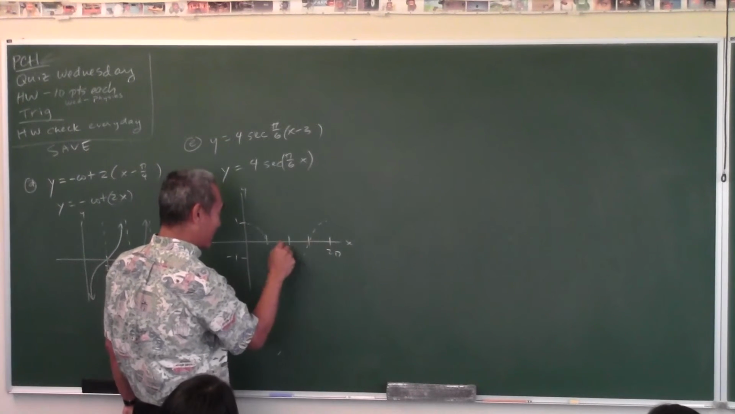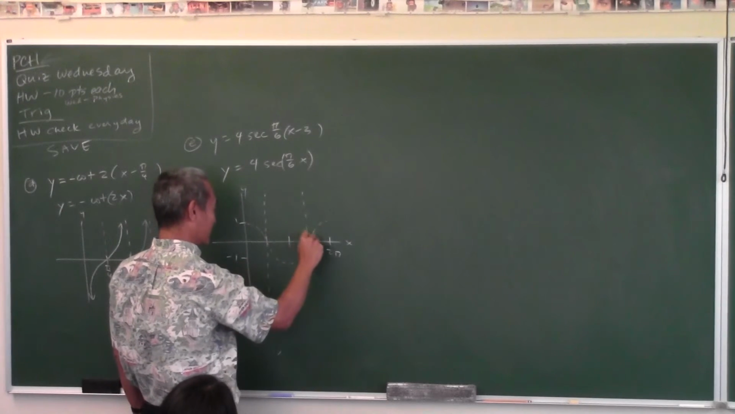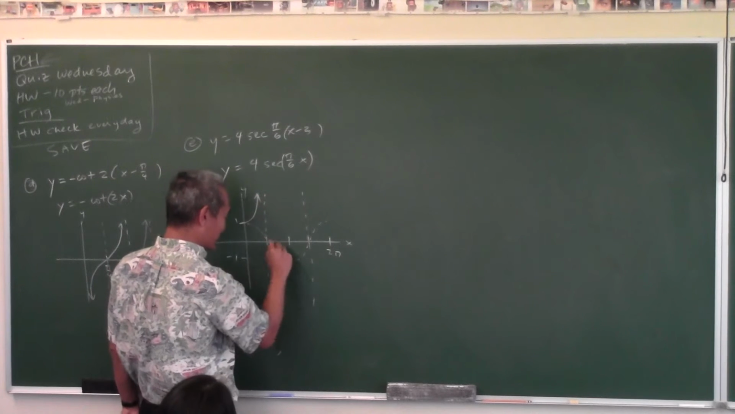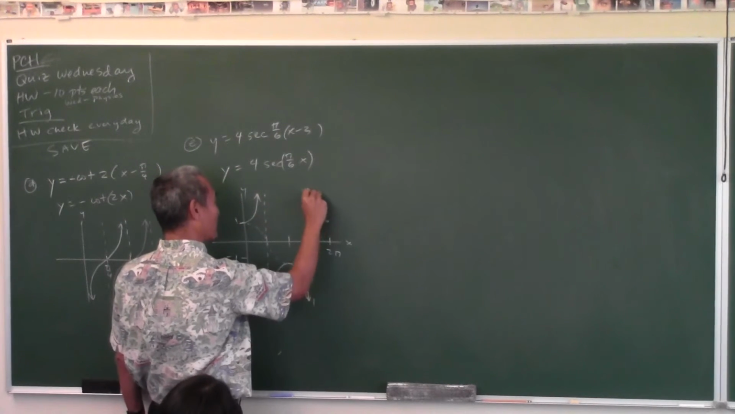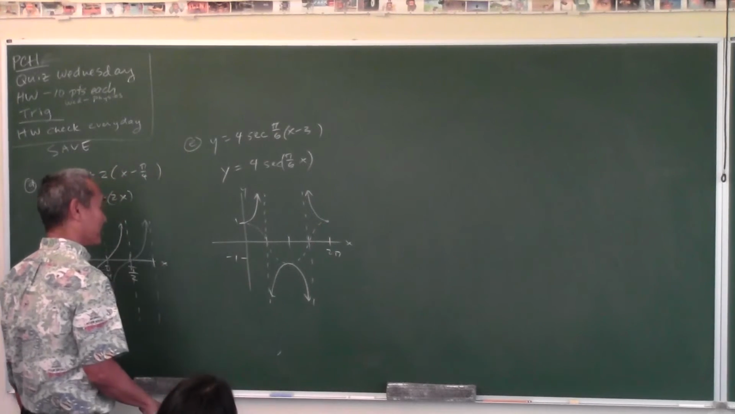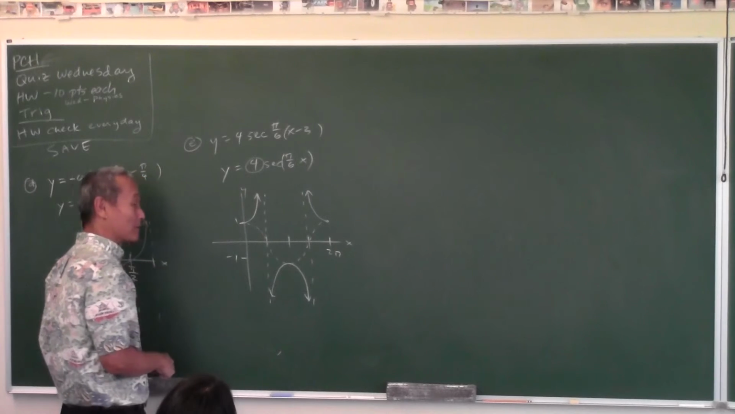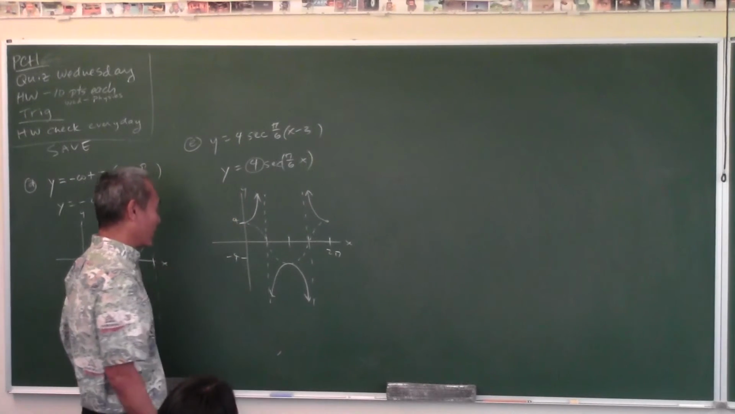Whenever the graph touches the x-axis, you're going to have a vertical asymptote there. And since the graph is humping down, you hump up, and then since it's humping up, you hump down, and then you hump up. So that's the graph of secant right there. What does that do to the graph? It multiplies the y's by 4, so this just becomes 4 and -4.